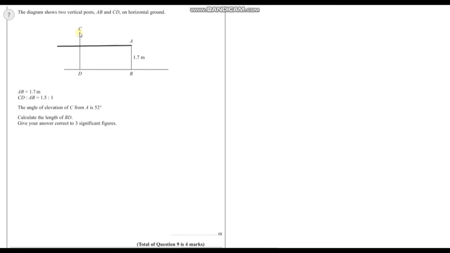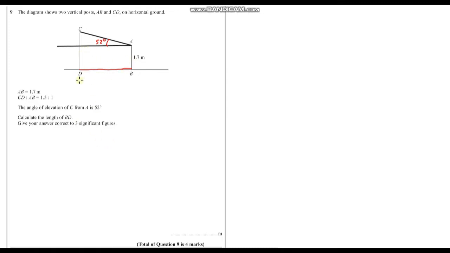The angle of elevation of C from A, so now if we draw another line in, this angle here, so we're going from A to C, is 52 degrees. So let's just label that. This angle here is 52 degrees, and you can clearly see this isn't to scale because this is much smaller than 52 degrees. Calculate the length of BD. So we need to calculate this length here. Give your answer correct to 3 significant figures.